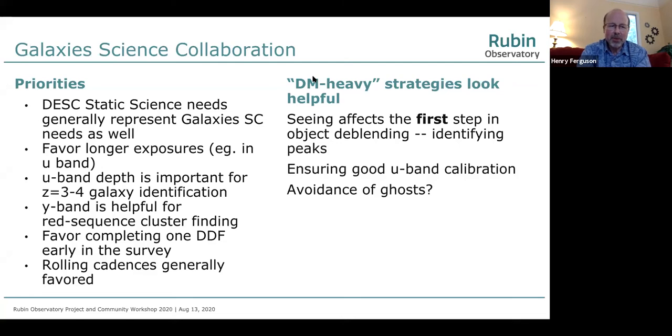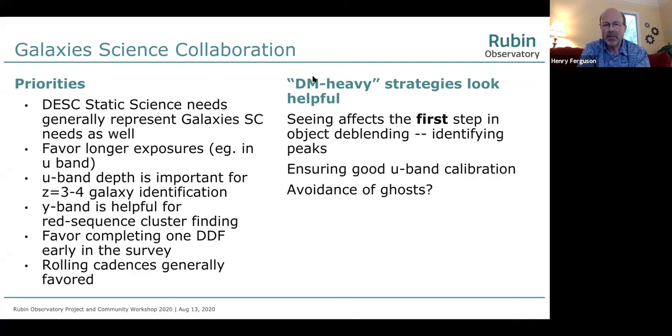I think the collaboration would favor completing one deep drilling field early in the survey. That field could, in some sense, influence a lot of the strategy further on and get out earlier science. And rolling cadences are probably generally favored, partly also by the desire to get deeper faster over smaller areas, which probably gets out more of the galaxy science sooner. Looking at the SCOC report, the DM-heavy survey strategies look quite helpful. I'll show that on the next slide.